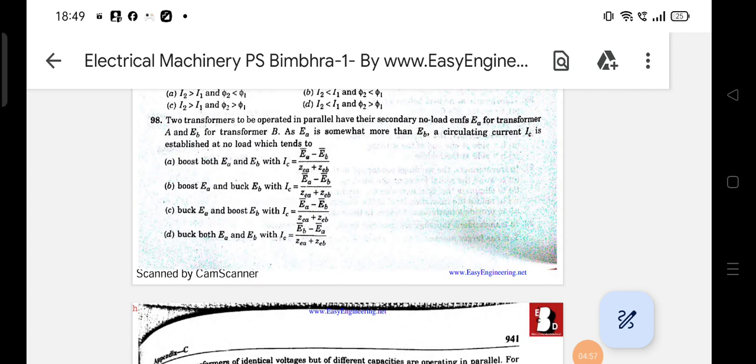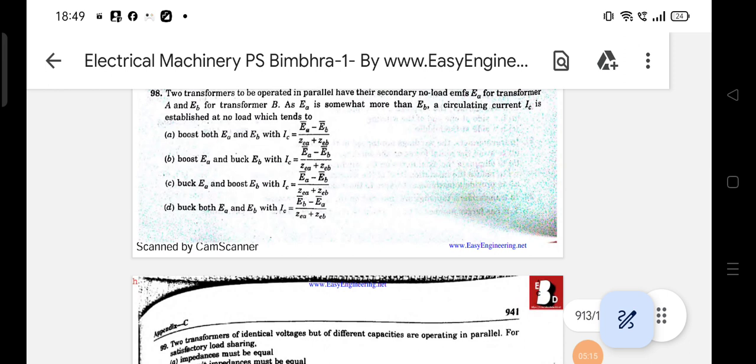Okay, buck EA and boost EB. Which one? From this option only, I can directly eliminate. That means in the 90th question, buck EA and boost EB with circulating current IC is equal to EA minus EB divided by the sum of those two impedances. That means in the 90th question, B is correct, right?